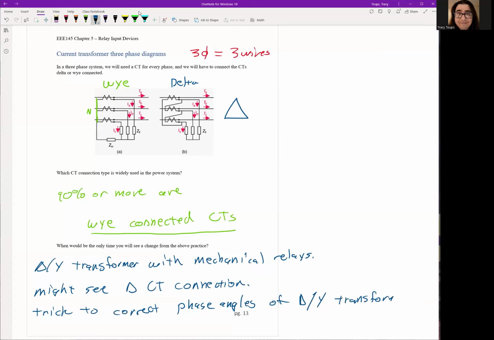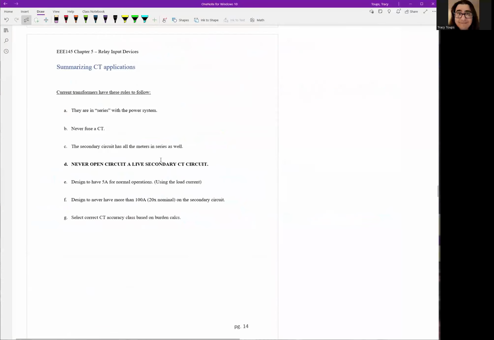Remember, a delta to Y transformer has a 30-degree phase shift from one side to the other. We needed a quick and dirty way to correct that phase shift, and a delta CT connection will reverse that 30-degree phase shift. That's about the only time you'll see this. I have personally never seen a delta connected CT in real life yet, but I know they do exist in older systems.